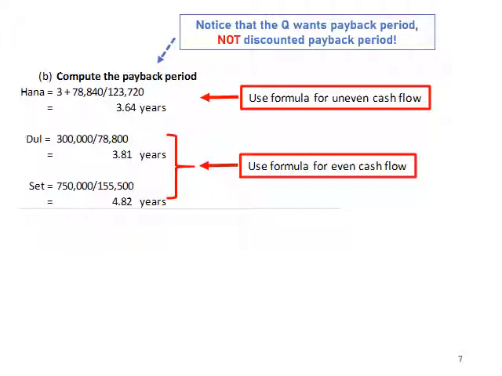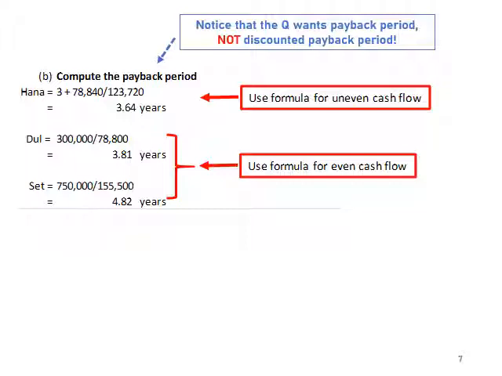And requirement B, you are required to compute the payback period. So, untuk HANA, you kena guna formula for uneven cash flow sebab dia punya cash flow tak sama. Okay, so HANA 3 tahun. 3 tahun ni adalah the year before recovery. Yang ni adalah unrecovered amount in the recovery year. Yang ni adalah the amount in the year of recovery. Inflow in the year of recovery. So, you dapatlah 3.59 tahun.